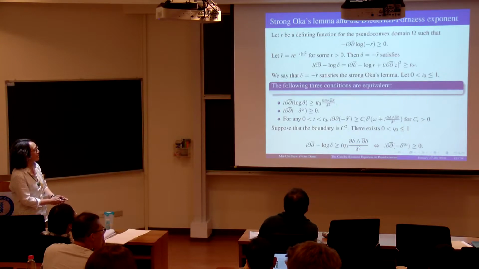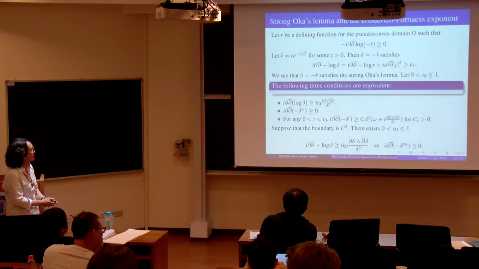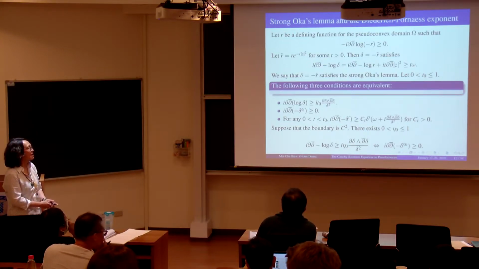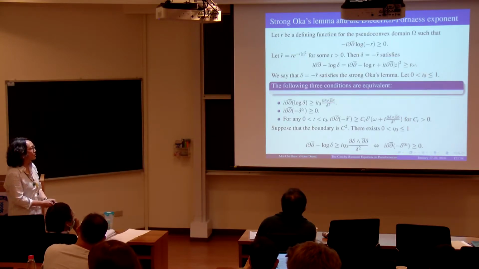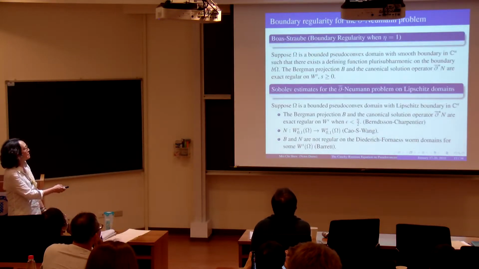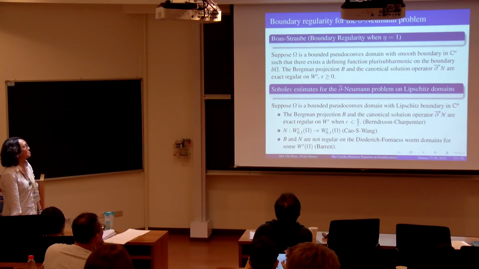And then in the complex normal direction, we have a very nice bound here. And if this is a C2 boundary, then the Diederich-Fornaess exponent is equivalent to this condition. So all this connects these things more explicitly. And using this, we can study the boundary regularity for the d-bar-Neumann problem.